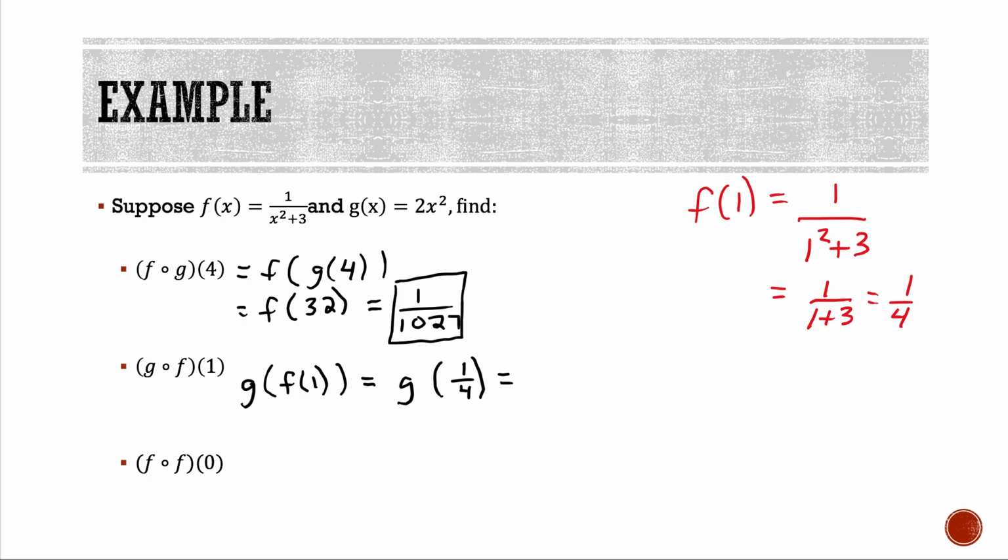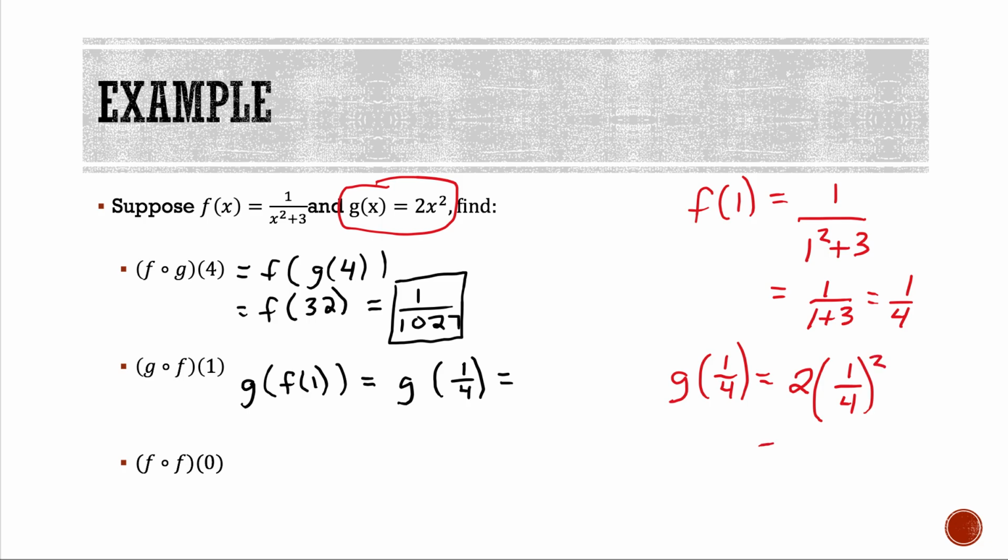Okay, so then the next thing I need to do is g of 1/4. So here's my g function. I need to evaluate that function at 1/4. So again, wherever there's an x, I'm going to plug in a 1/4. So I'm going to have 2 times 1/4 squared.